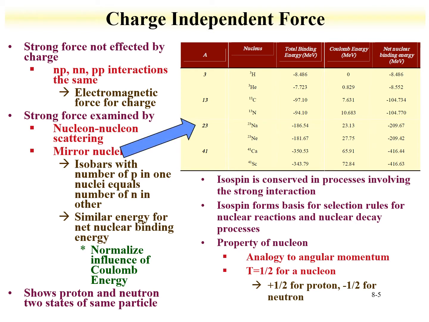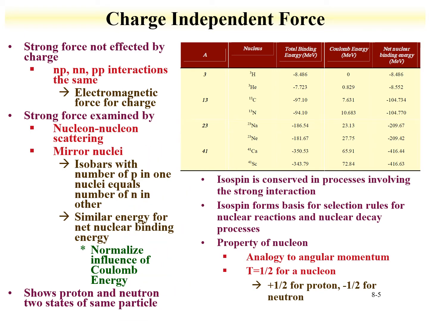And here's an example of some mirror nuclei. These mirror nuclei are isobars where the number of protons in one nucleus equals the number of neutrons in another. So for instance, if we look at A = 23, we can have sodium-23 and neon-23 as mirror nuclei. As you can imagine, you can evaluate mirror nuclei for only fairly low A. As you go higher in A, you couldn't get a nucleus with more protons than neutrons.